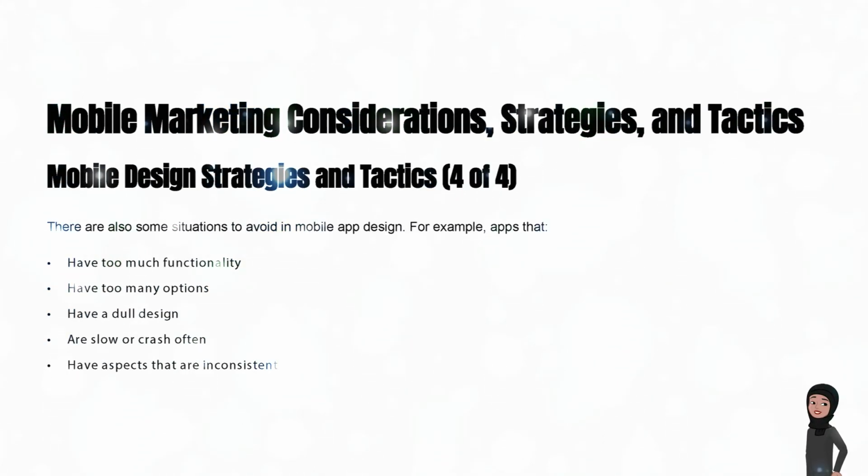While the previous slides focused on good mobile design, this slide highlights design mistakes to avoid. Some apps try to do too much, offering too much functionality or too many options. This can overwhelm users and make the app harder to navigate. Apps can also lose users if the design feels dull, outdated, or inconsistent. Even more importantly, apps that are slow or crash often create frustration and may lead consumers to delete them. In mobile marketing, poor app performance can damage both the user experience and the brand image.